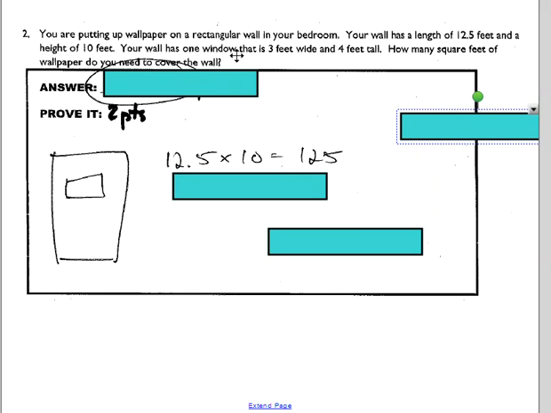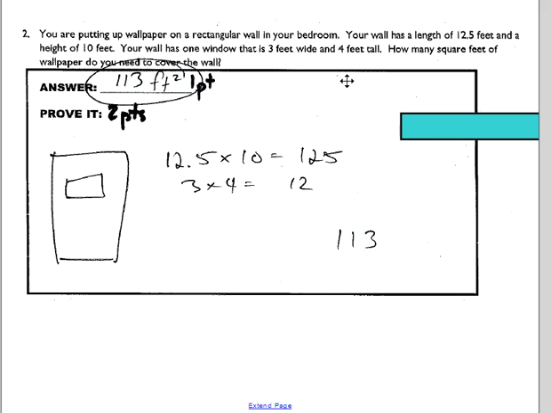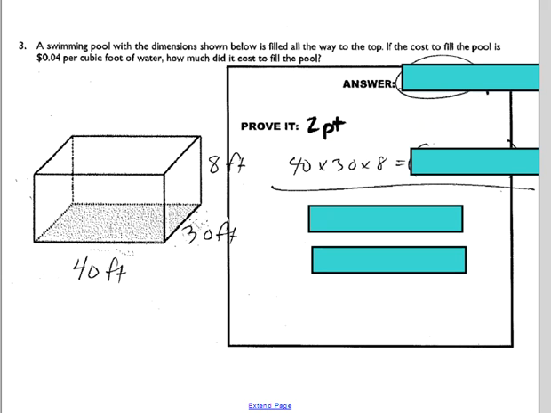But there is a window on the wall that you do not want to wallpaper. So you have to think about that as an amount of area you want to take away. So if you do the 3 times 4, you have 12 square feet that you don't want to wallpaper. So we do subtraction. The area of the wall minus the 12 that we don't want to cover, and that's where we get our answer. 113 square feet is how much we need to cover the wall. So again, the whole area minus the window's area. That was number two.